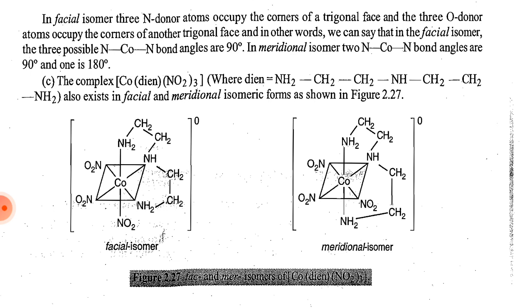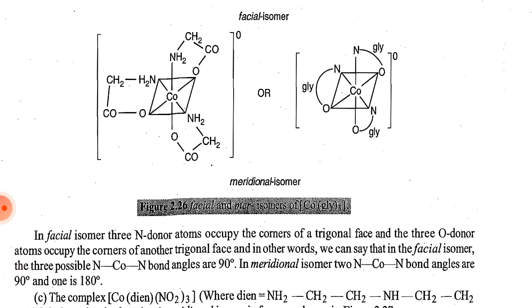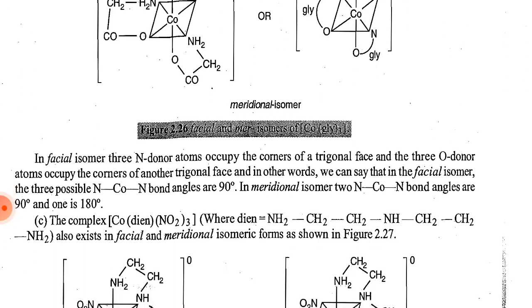In other words, in the facial isomer, the three possible N-Co-N bond angles are 90 degrees. So in this facial isomer, the three N donor atoms occupy the corners of one trigonal face, and the three oxygen donors occupy the corners of another trigonal face. But in the meridional isomer, the N-Co-N angles show two different bond angles, which are 90 degrees and 180 degrees.